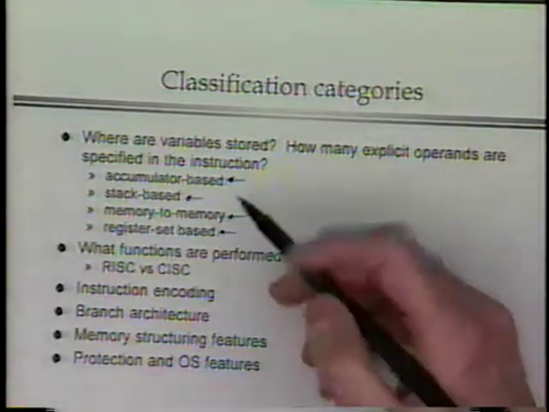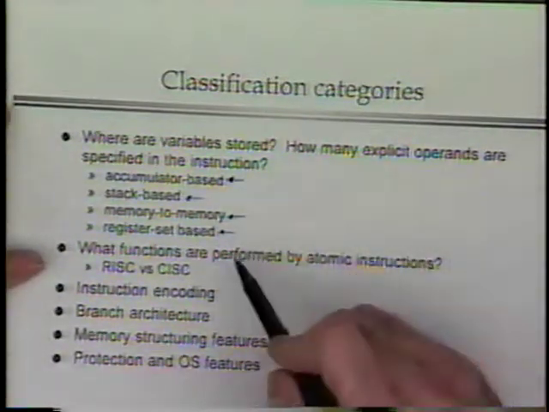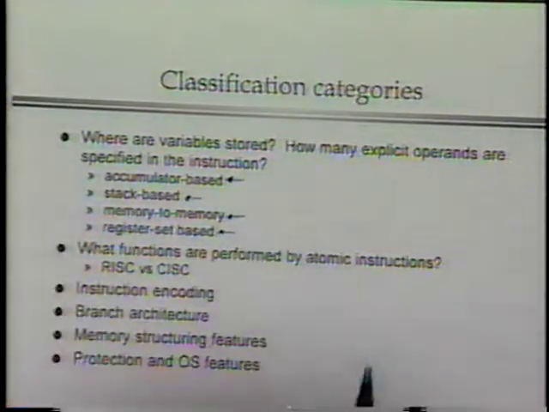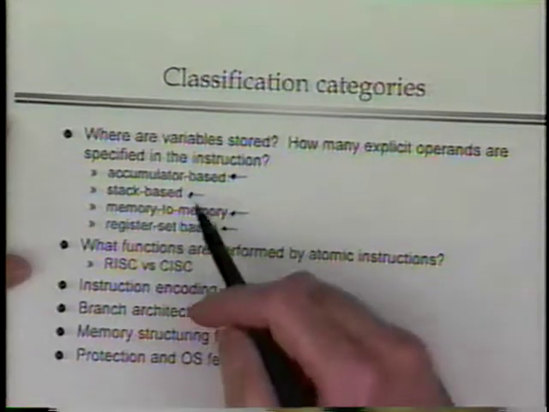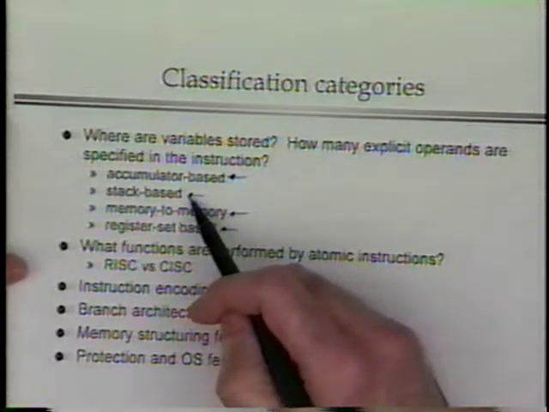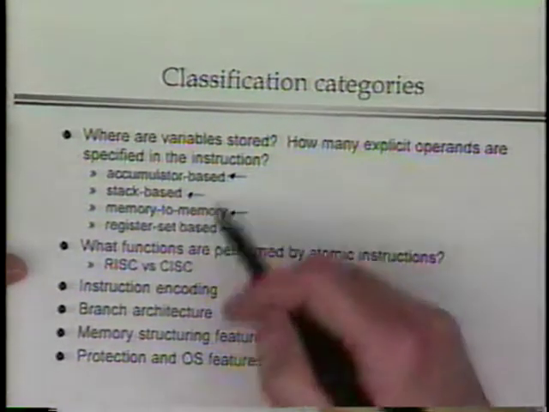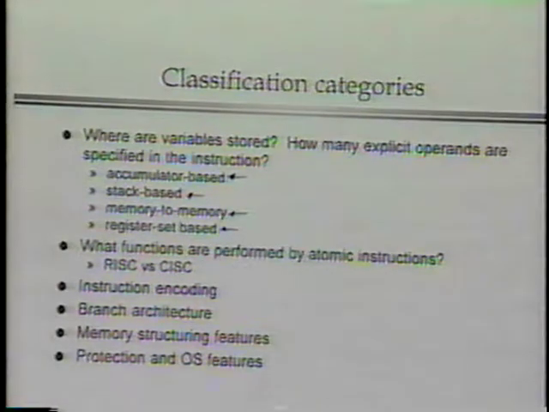Another measure that you can use to apply to most of these is, for each particular instruction, how many explicit operands does that instruction get to name. For a stack-based computer, for example, you need to name no explicit operands because they're all implicitly on the stack. For some of these other architectures, you in fact have a choice about the number of explicit operands in an instruction, and we'll see what those are like.